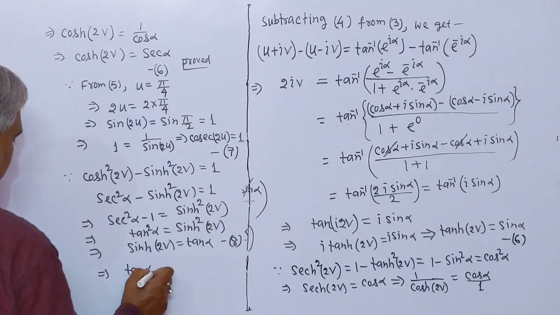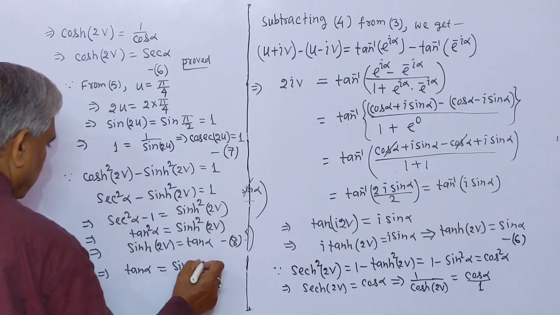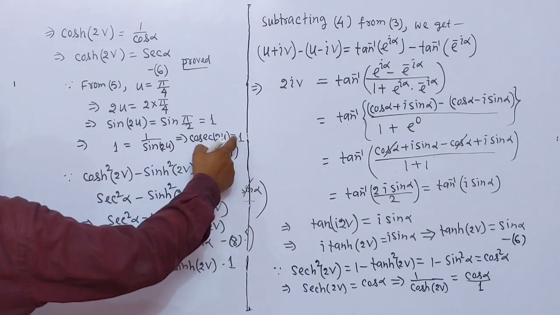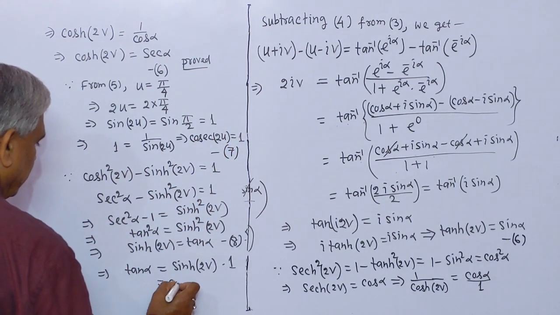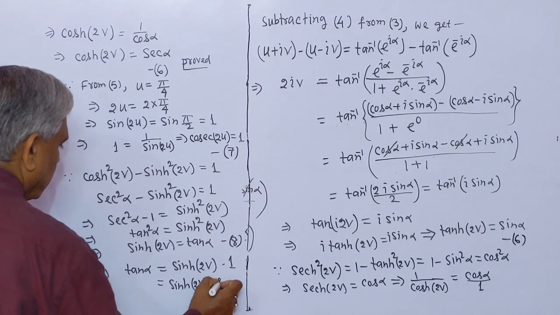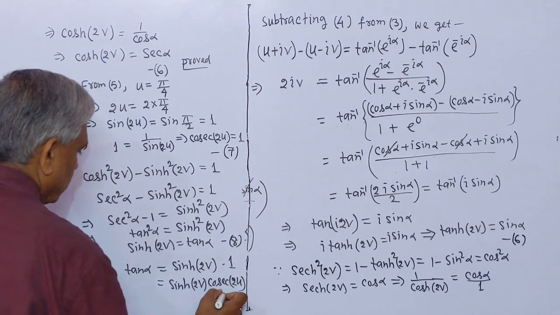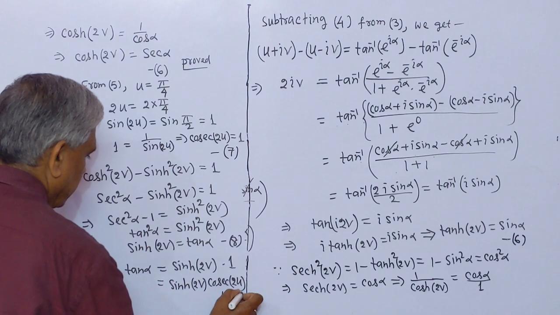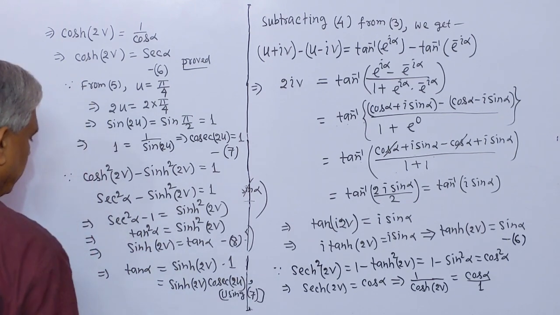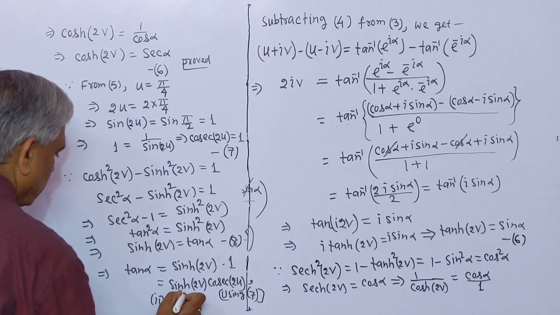Implies that tan alpha equal to sine hyperbolic 2v multiply 1, and in 7, 1 is cosec 2u, so tan alpha equals sine hyperbolic 2v cosec 2u, using 7. And proved. Second part proved.